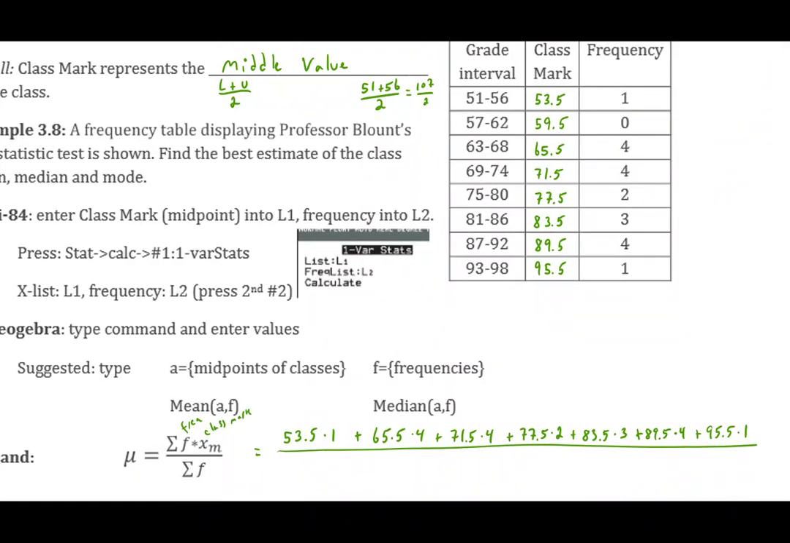The total frequency would be 1, plus 4 is 5, plus 4 is 9, plus 2 is 11, 14, 18, 19. Did I do that right? Let me just double check. 1 and 4 is 5, and 4 is 9, and 2 is 11, and 3 is 14, and 4 is 18, and 1 is 19. Yes. So that's how we can find the mean using a hand calculation. We can also do it with the calculator. Again, there's a separate video that shows that.